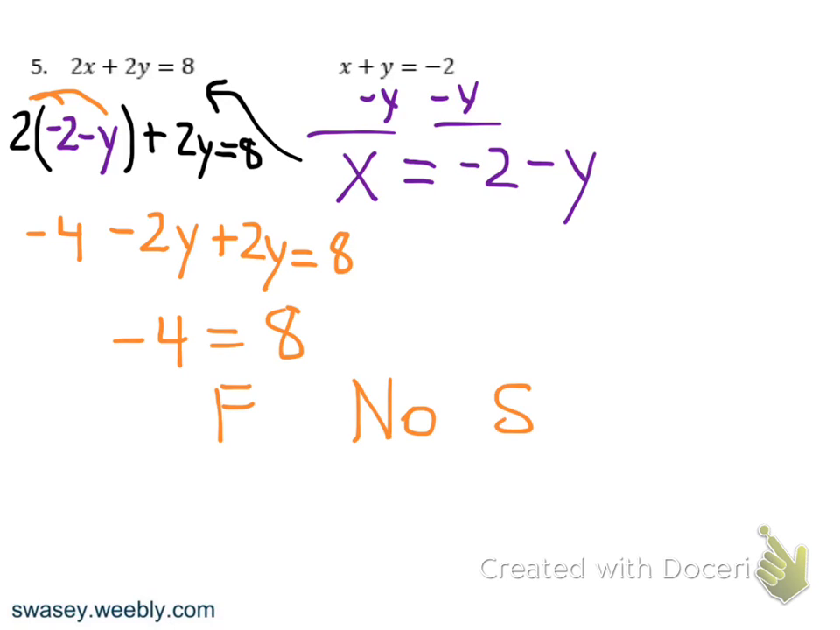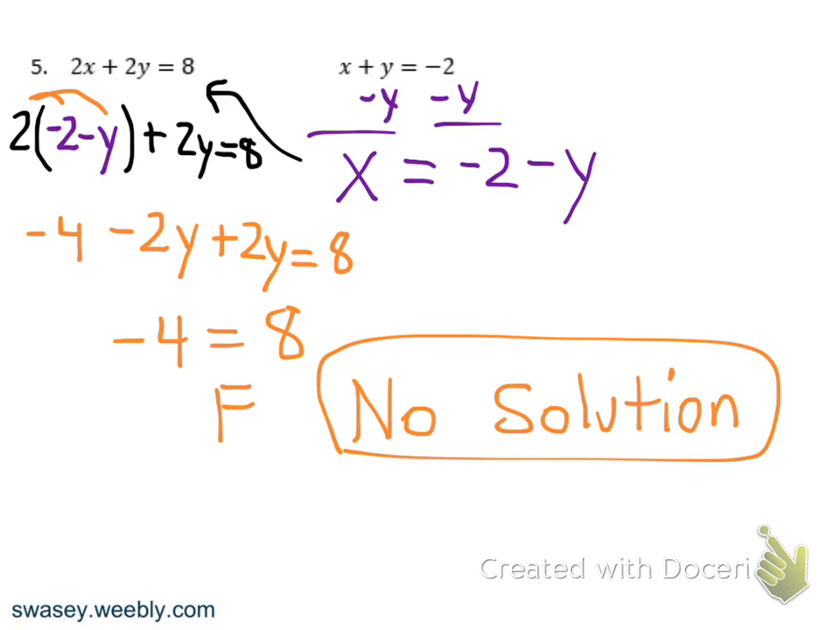Or you can say empty set. So either write the words no solution, or you can write the symbol empty set. It means the solution set is empty. There are no solutions here.